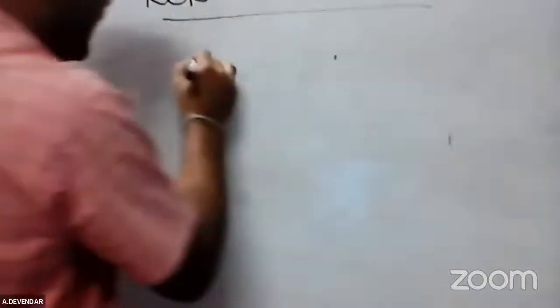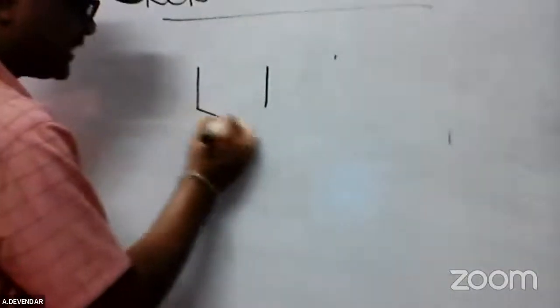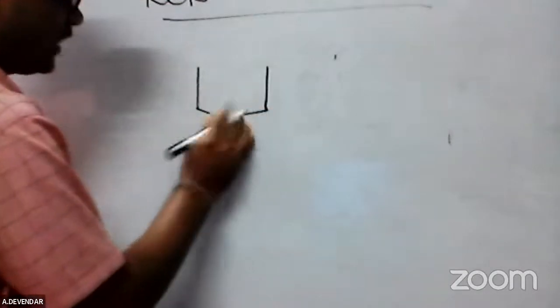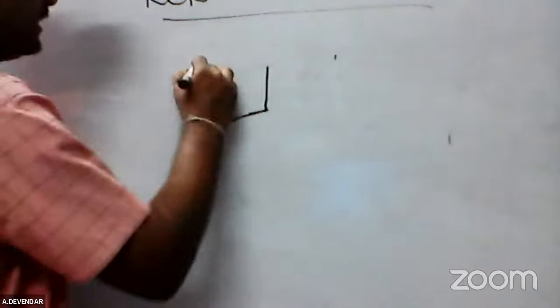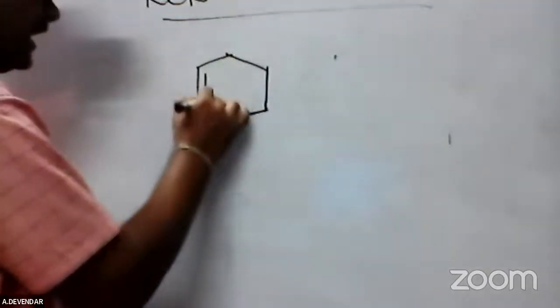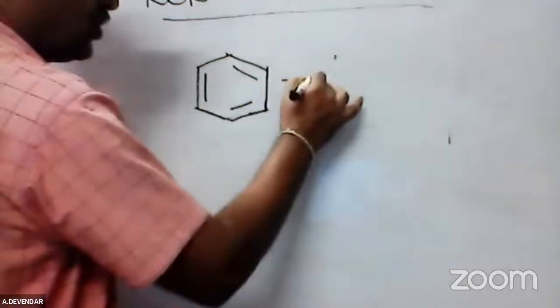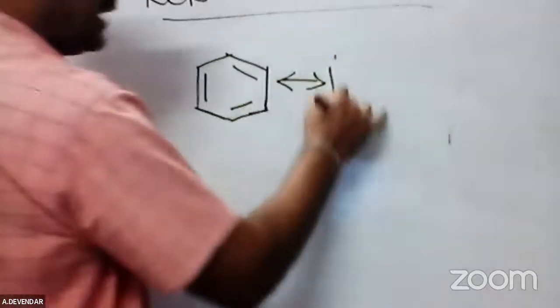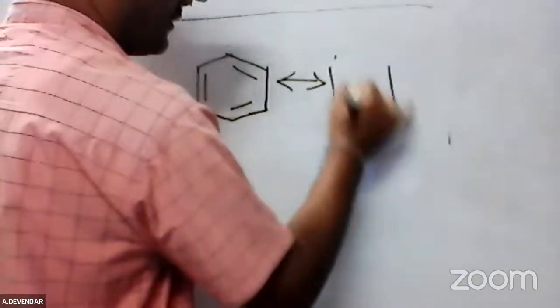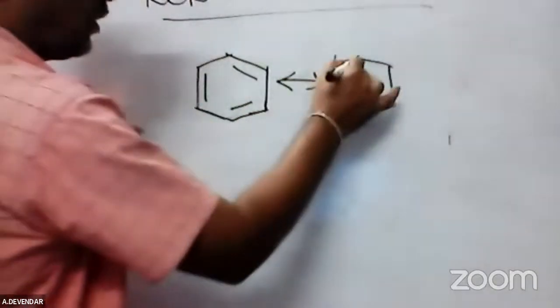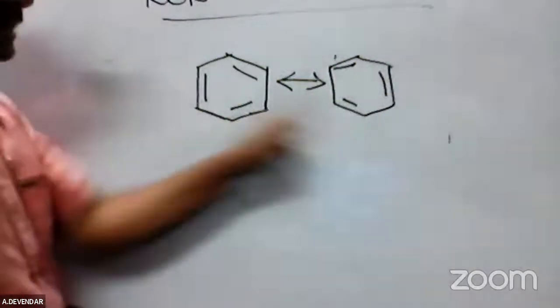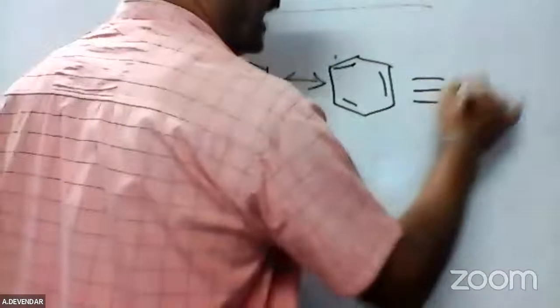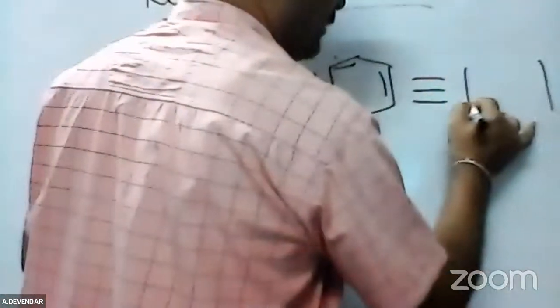He has explained that benzene is a hexagonal ring structure. This hexagonal ring consists of alternating single and double bonds. Once this double bond is replaced here, both are similar structures. They explained this as the resonance hybrid.